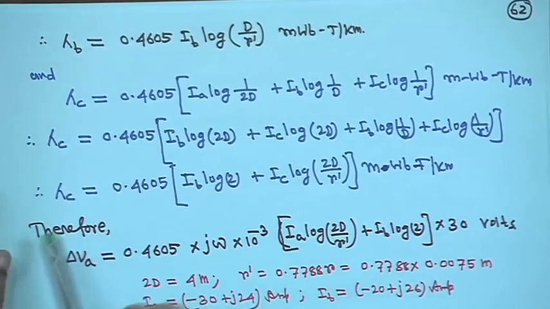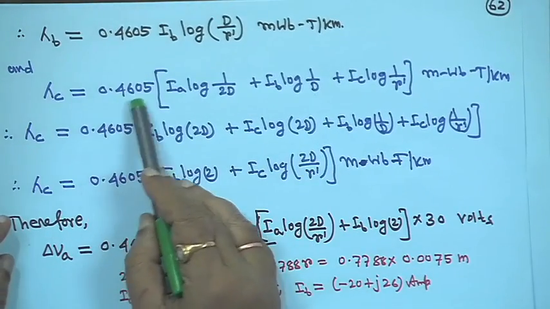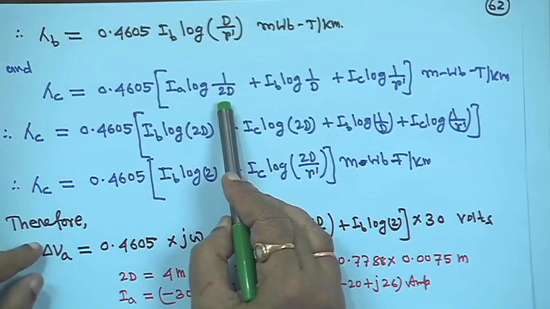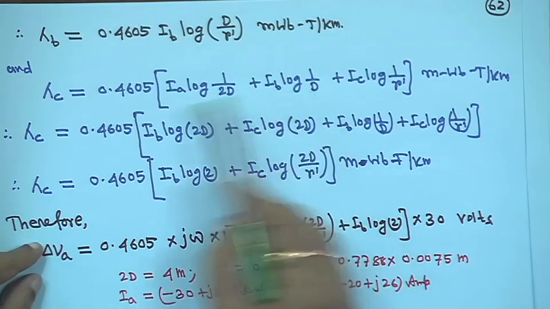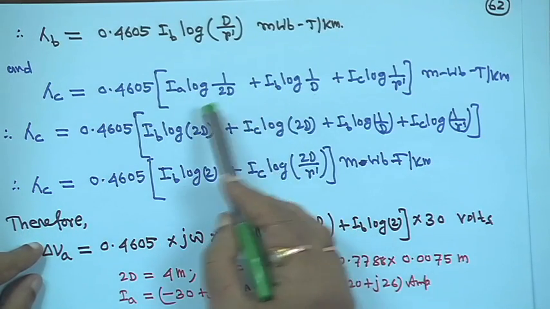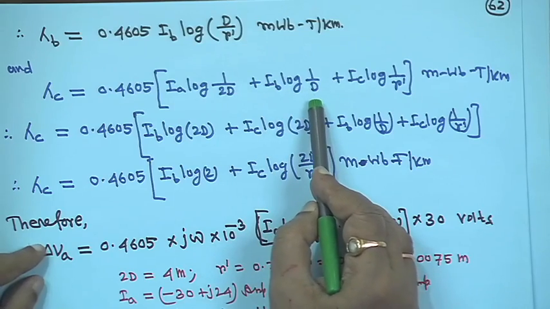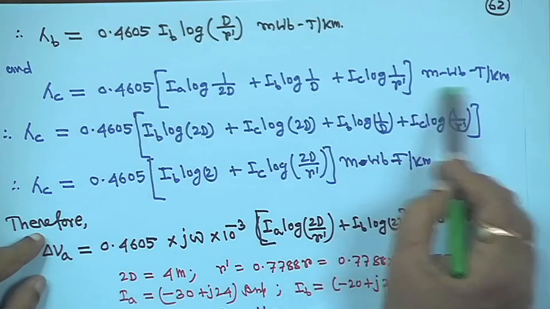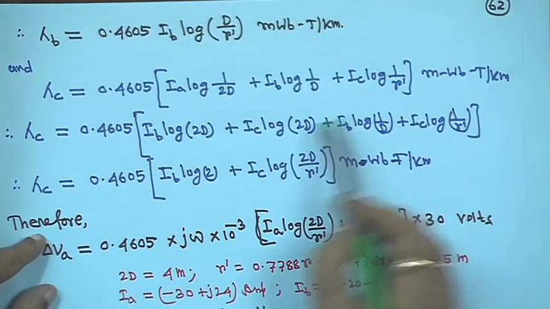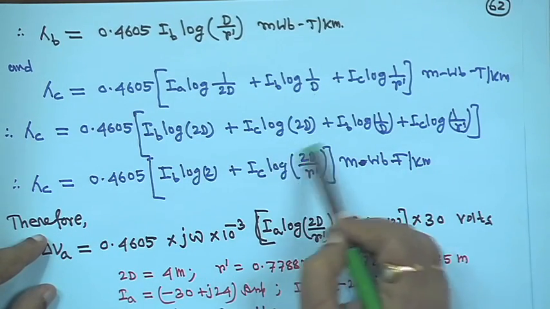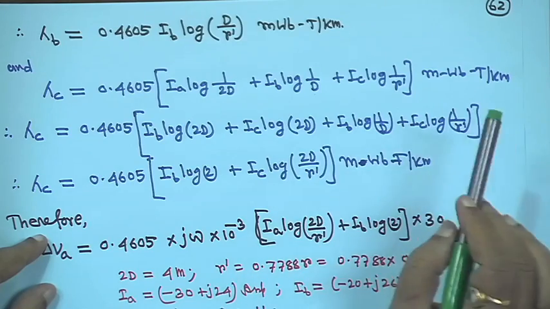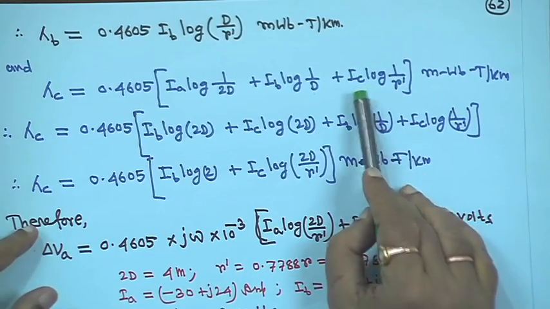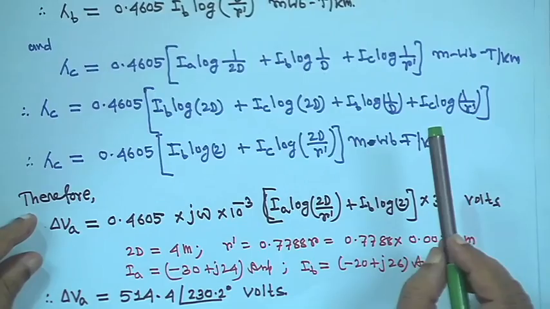Similarly, lambda C also you make 0.4605 Ia log 1 upon 2d, because the C to A distance is 2d, then plus Ib log 1 upon d plus Ic log 1 upon r dash, because for lambda C it is Ic log, in milliweber turns per kilometer. Here also follow the same thing: Ic is equal to minus (Ia plus Ib), you substitute in this expression and then simplify.